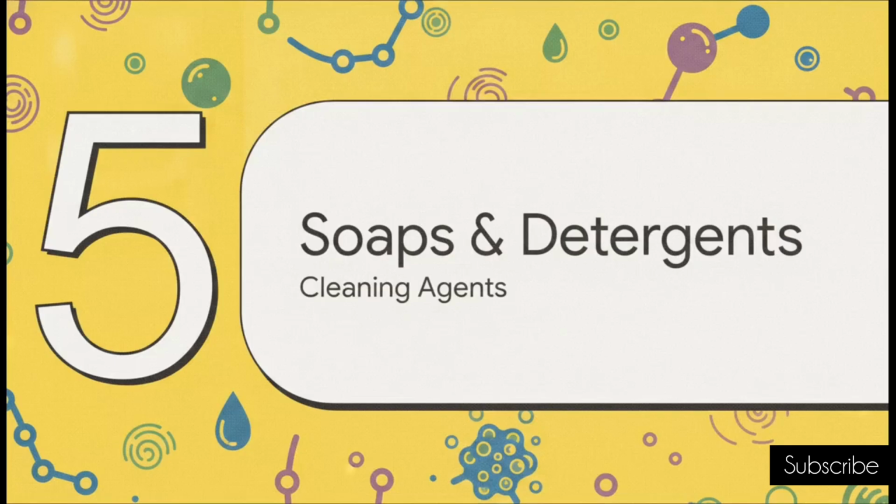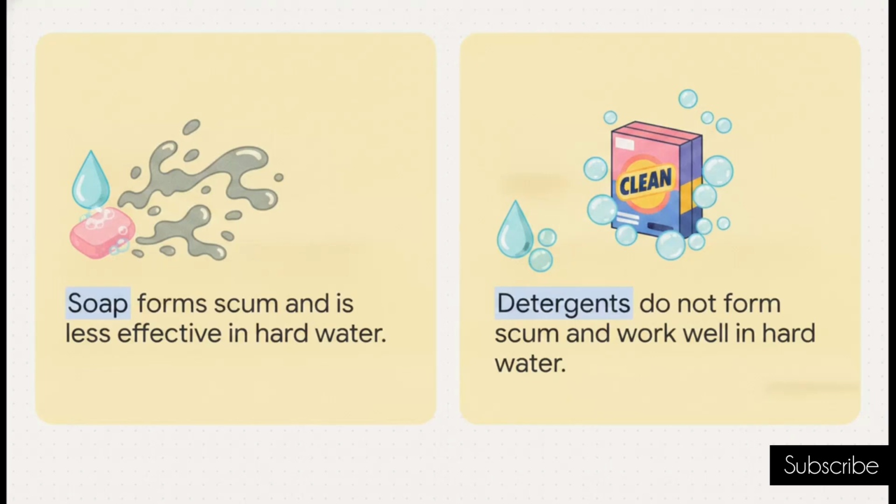And finally, Section 5, soaps and detergents. Let's apply what we've learned to everyday cleaning agents. You absolutely need to know the difference between these two. Soap is the sodium or potassium salt of long-chain fatty acids. We make it by heating fats with sodium hydroxide, which is a process called saponification. But soap has a major weakness. It forms scum in hard water. Detergents, on the other hand, are synthetic chemicals. They do not form scum, which means they work like a total charm, even in hard water.